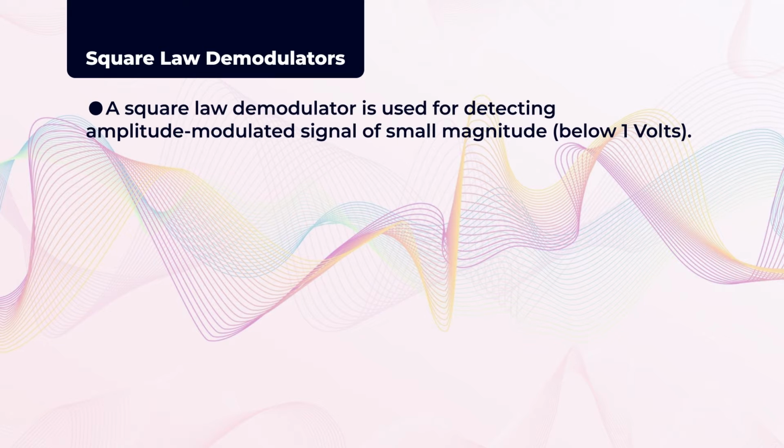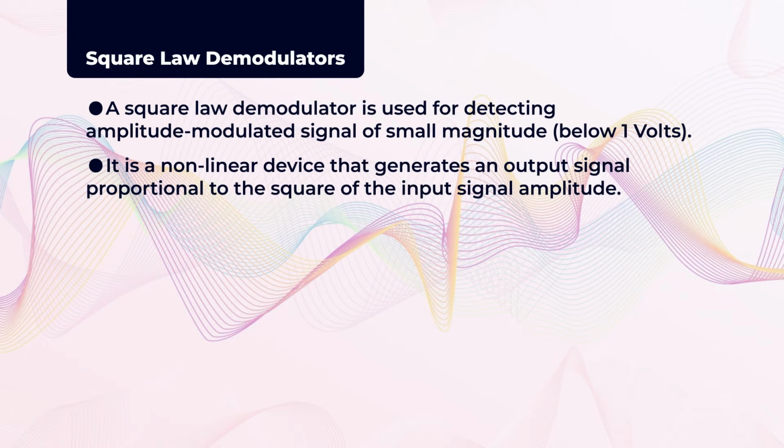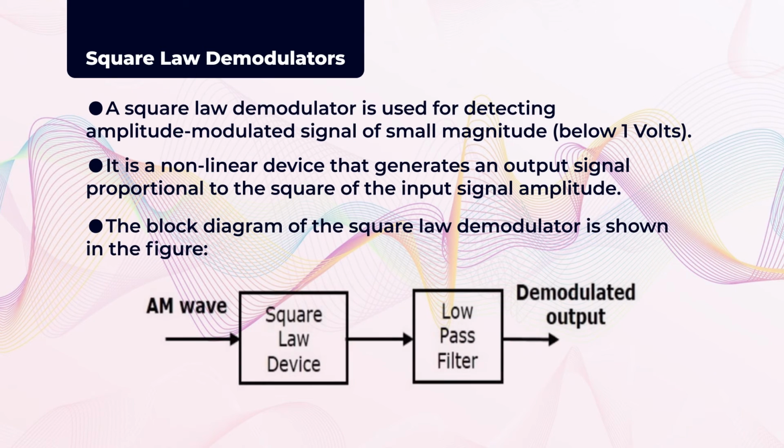A square law demodulator is used for detecting an amplitude modulated signal of small magnitude, which is below 1 volt, so that the operating region may be restricted to the non-linear portion of the VI characteristics of the device. It is a non-linear device that generates an output signal which is proportional to the square of the amplitude of the input signal. The block diagram of the square law demodulator is shown in the figure.